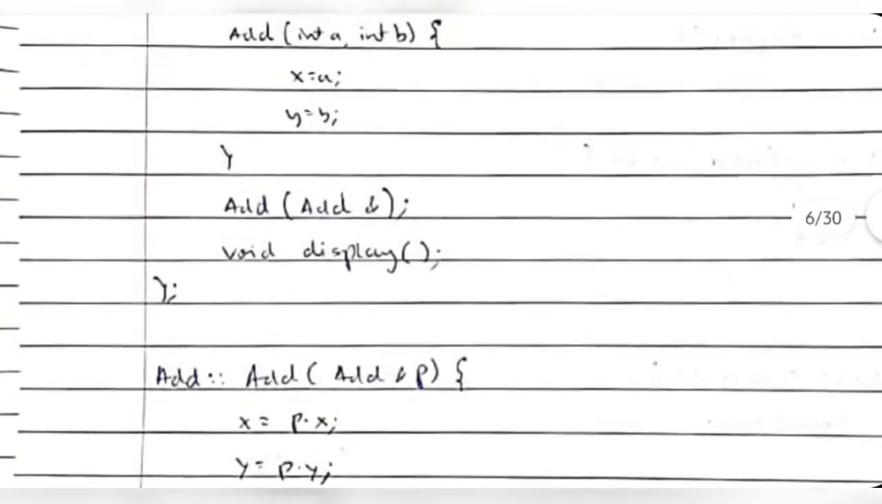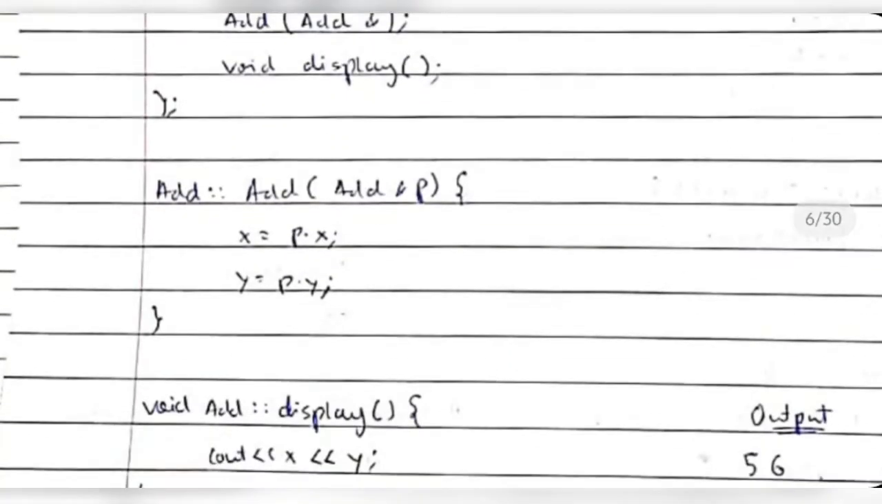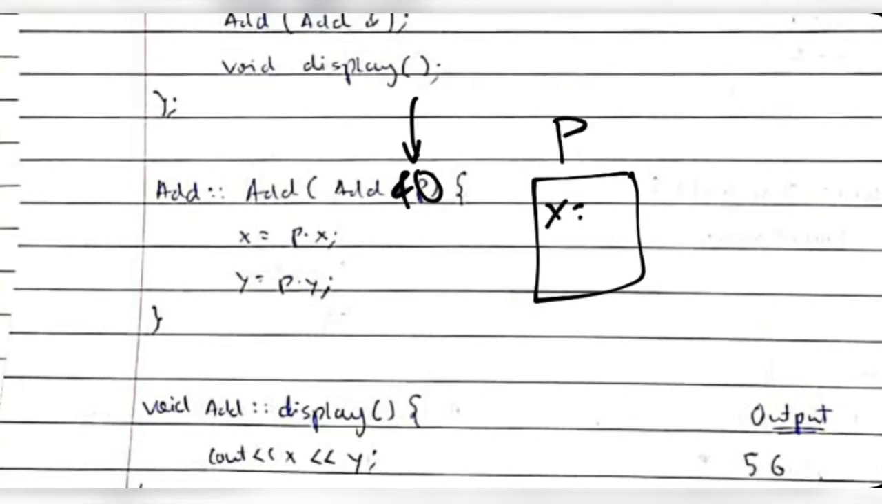See here, this is the definition. A will be passed here and stored in p. You have to use an ampersand if you are defining a copy constructor. Then what is p here? p is nothing but a that is passed, so p will have x value as 5 and y value as 6. Now I have called the function for b, so this is b's x and b's y.